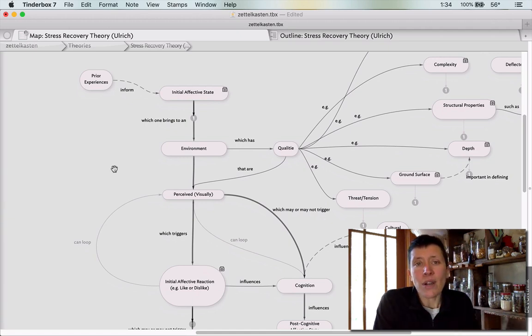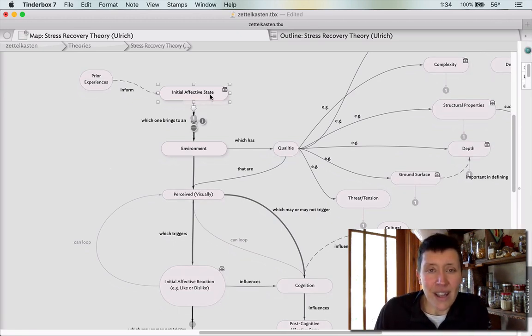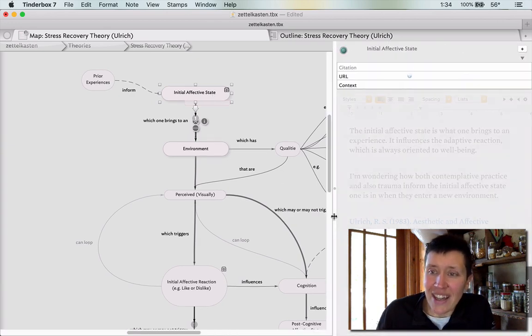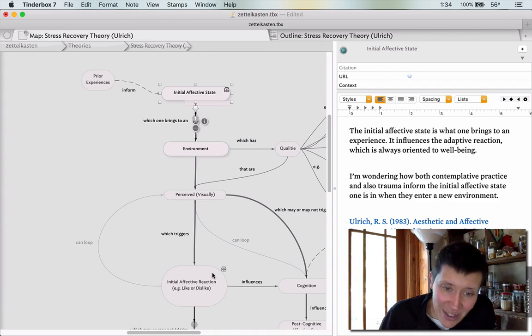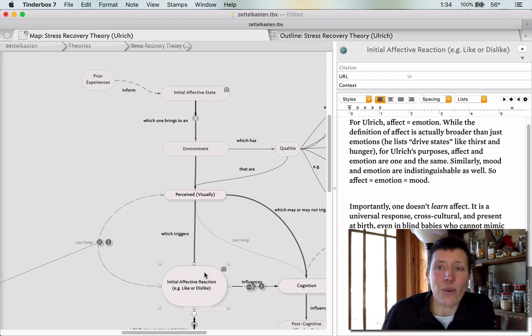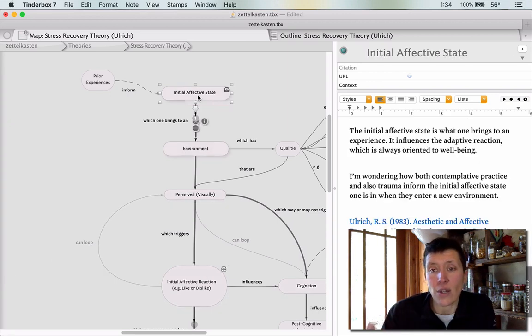So you have these prior experiences that lead to an initial affective state, and if you recall when we were first looking at the zettels, this was one of the ones that we looked at. So we can click on it and we can see... Actually, this isn't the one we looked at specifically. That one I think was called initial affective reaction. But that right here actually, that's where this one is. This is the one that we looked at in the other one. Initial affective state is a zettel though, and it shows me what exactly initial affective state means.